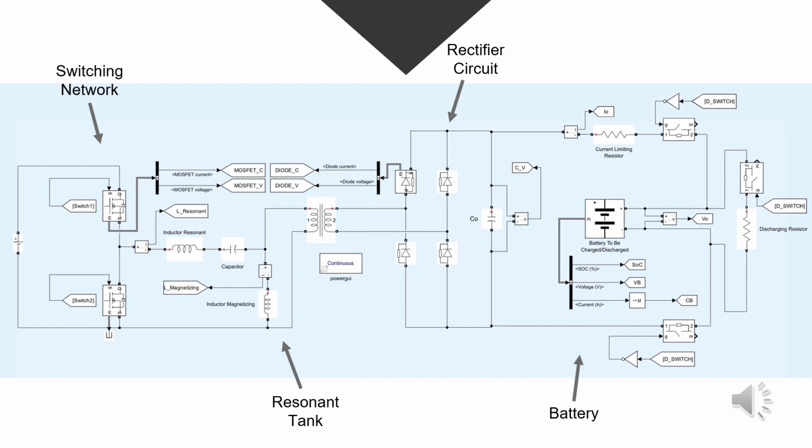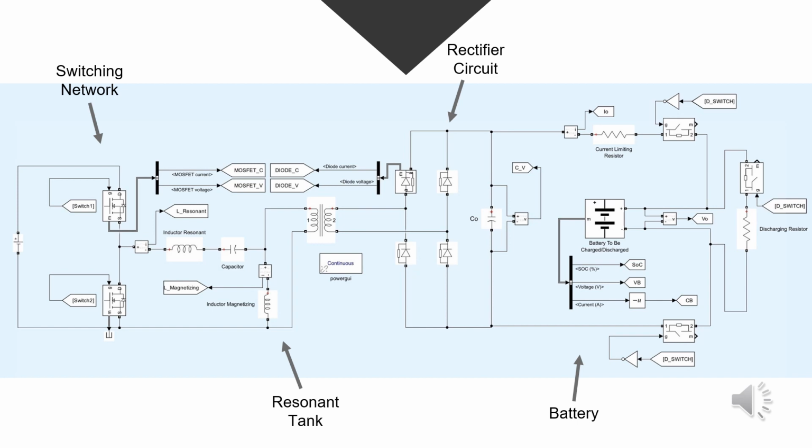So going into a little more detail, you can see the diagram is labeled. On the very left, we have the switching network, which consists of MOSFETs and diodes, which are controlled by a PI controller at a frequency of 118.32 kHz. To its right, we have the resonant tank, which features a resonant capacitor, a resonant inductor, magnetizing inductor, and a transformer. Two IGBT switches regulate the current flowing through the resonant tank.